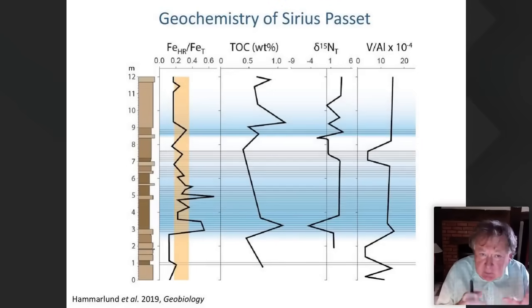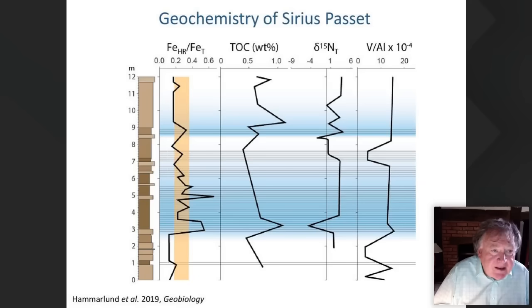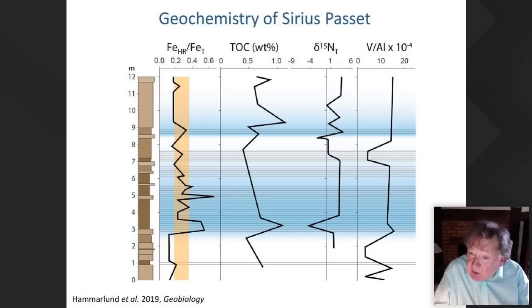We can then tie that preservation into the geochemistry. This is quite a complex diagram, but I just want to focus on this column on the left, next to the sedimentary log. By looking at a number of deposits, a technique has been developed to calibrate what's called the FeHR, the highly reactive iron, to FeT, total iron ratio. Iron in sediments occurs in lots of different forms, but the highly reactive form of iron is the iron that occurs in the oxides, the hydroxides, and the sulfides. That's used as a proxy for the oxygenation of the water column.